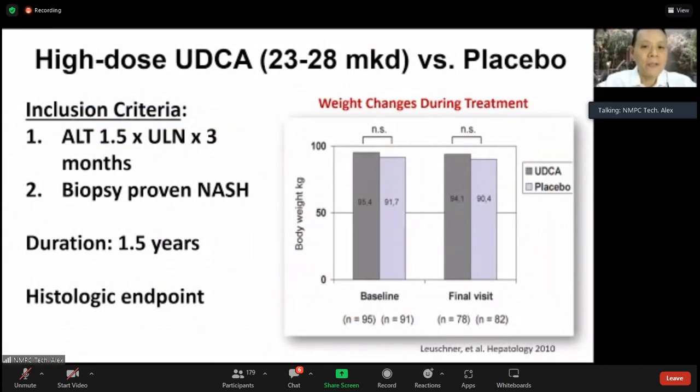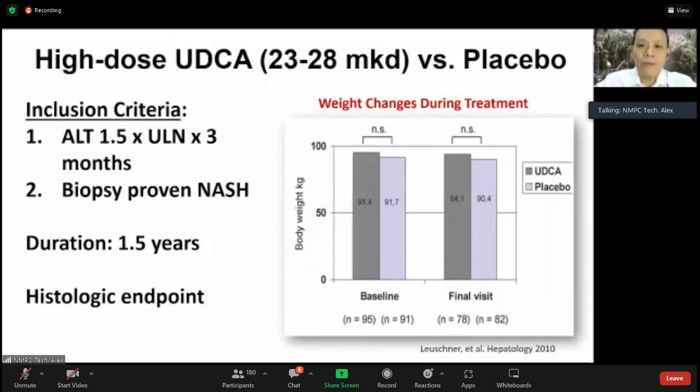So therefore, because of the negative study, this next set of investigators thought that maybe the first study was underdosed. So they tried to do another study using a higher dose of UDCA, 23 to 28 milligram per kilogram per day. Again, biopsy-proven NASH patients given for 1.5 years, placebo-controlled.